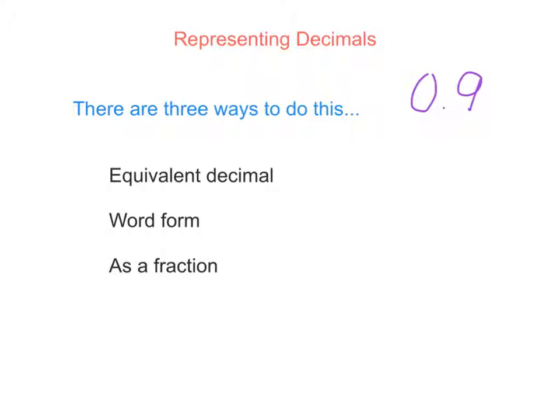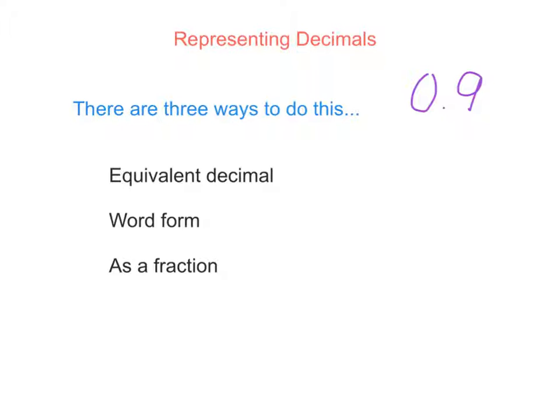Today we'll be looking at representing decimals. There are three ways to do this. One way would be to create an equivalent decimal. Another way would be to write it in word form, or we can show it as a fraction. Now I have a decimal here, 0.9 or 9/10.